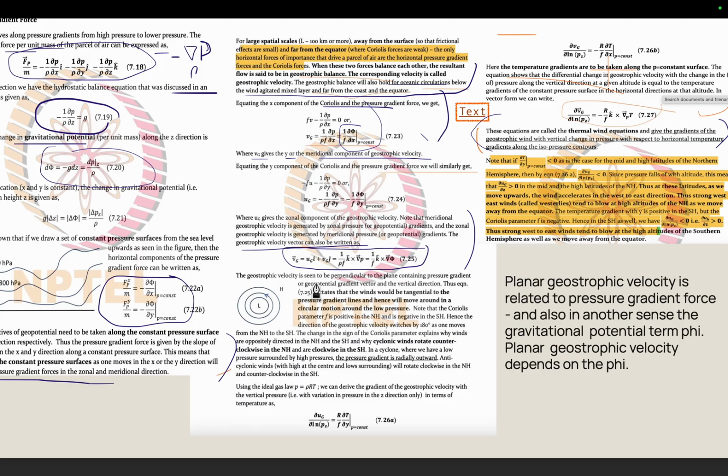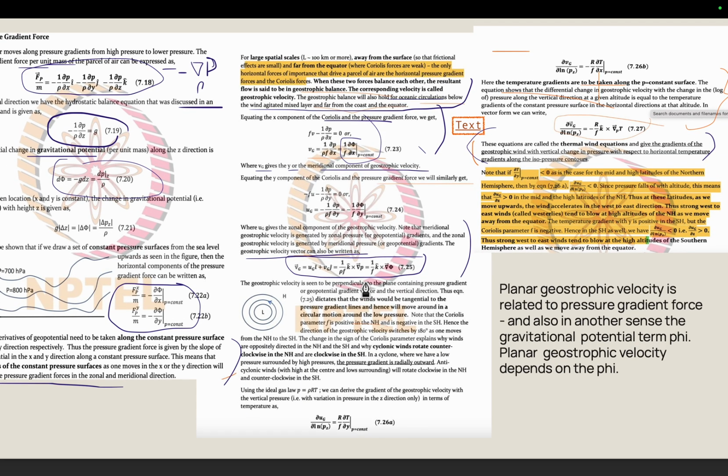This geostrophic velocity is seen perpendicular to the plane containing the pressure gradient or the geopotential gradient vector and the vertical direction. So this equation dictates that the wind will be tangential to the pressure gradient line, and hence it will move in circular motion around the low pressure.